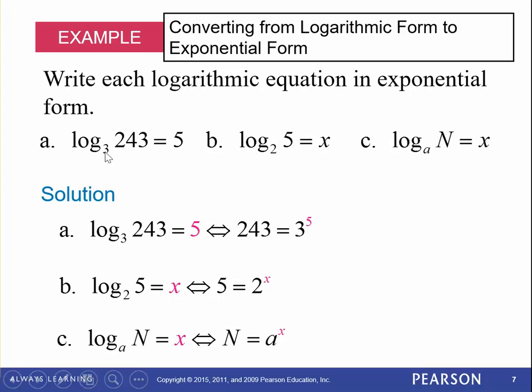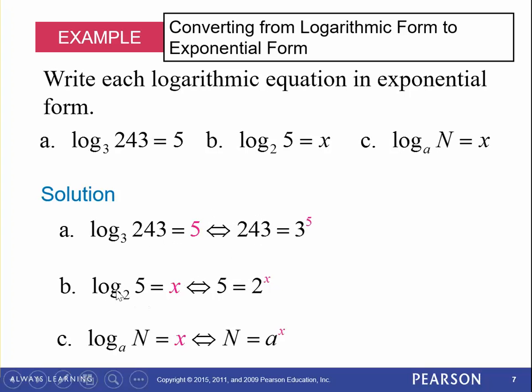So log base 3 of the number 243 is equal to 5. And so what we do is we take this 3 here, we make it our base. The 5 becomes the exponent, and the 243 becomes what the number is equal to.